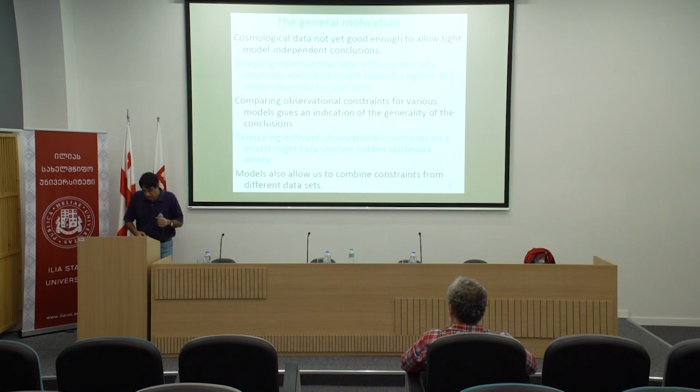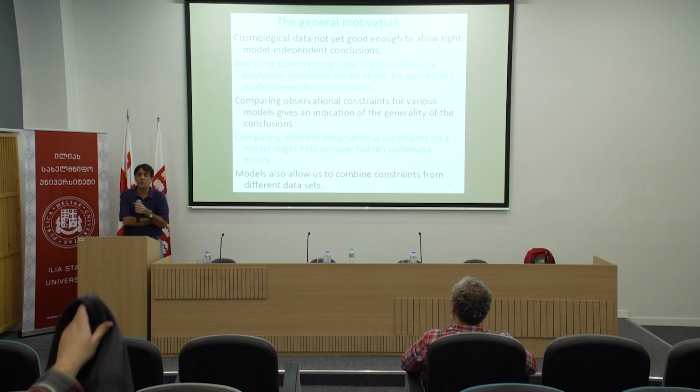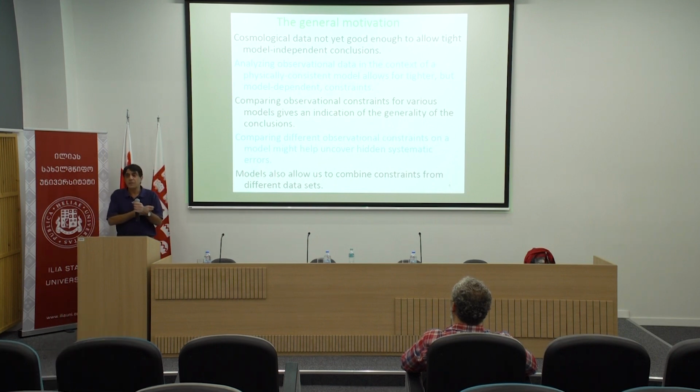So this is the general idea. We have a lot of good cosmological data, but it's not good enough to give you model-independent constraints. If you look at high-energy physics experiments, there's a lot of experimental data, and you can get model-independent constraints, but in cosmology, we're not at that point yet.